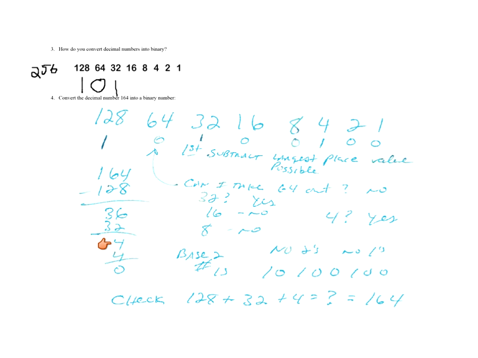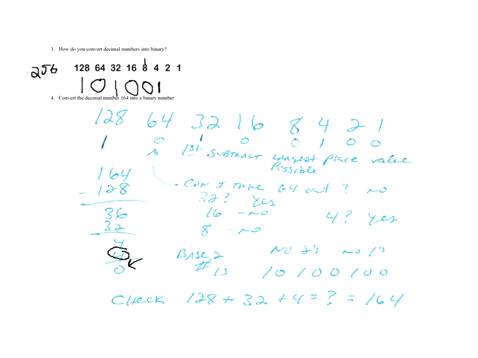Now, I look at my next place value. Can I get 16 out of 4? No, I cannot. Put that in there. Can I get 8 out of 4? No, I can't. Can I get 4 out of 4? Well, I can. I can get 1 of those out. So I put a 1 in there, and I subtract the 4 out. What ends up as being 0.